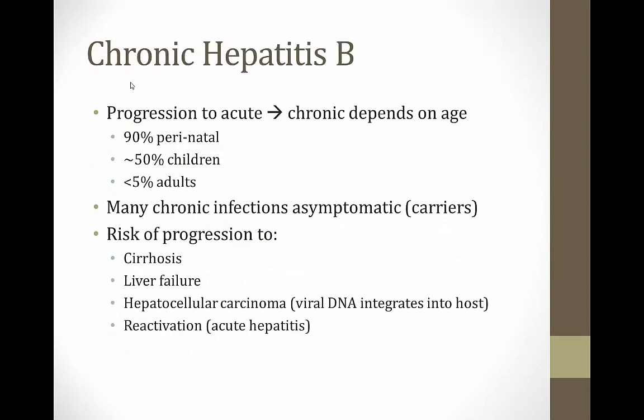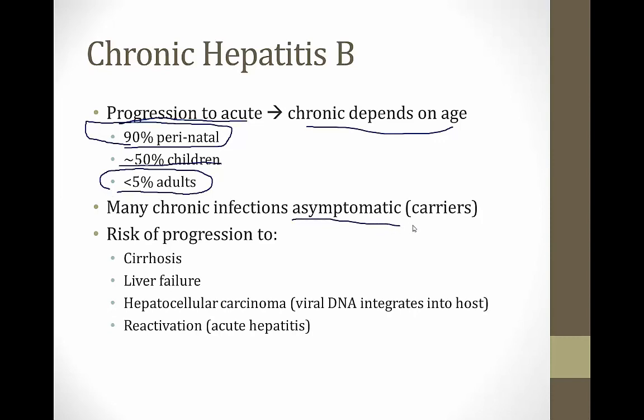No matter how the acute infection presents, it can go on to cause chronic hepatitis B, and the progression from acute to chronic disease depends heavily on age. So 90% of babies who are infected perinatally will develop chronic disease. Like I said before, they are the highest risk group. Children who get acute hepatitis B have about a 50% chance of developing chronic disease, and less than 5% of adults who get acute hepatitis B will develop chronic disease.